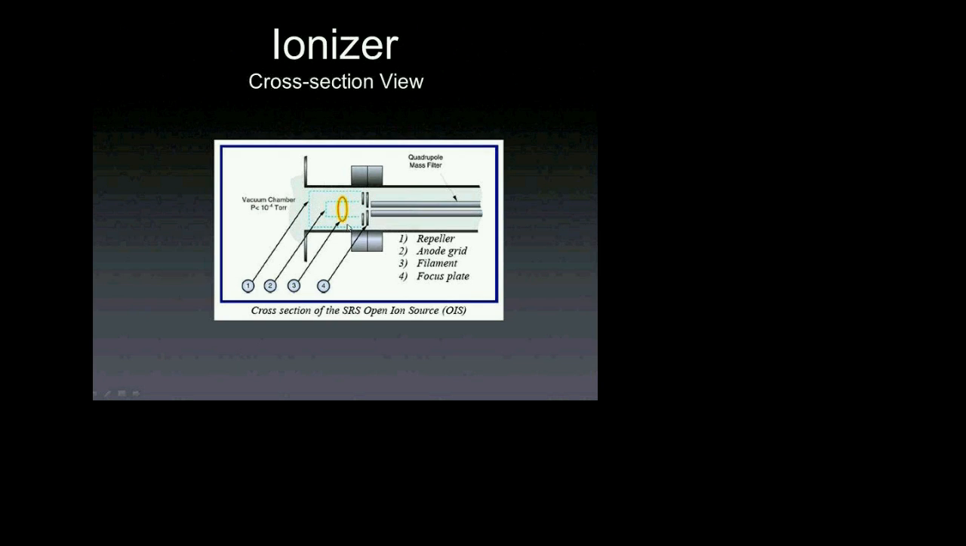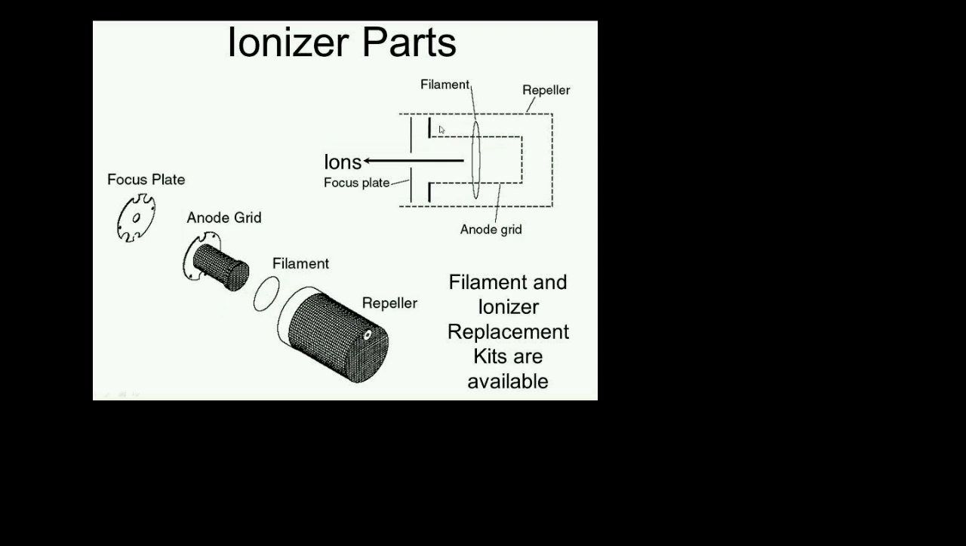So there are 4 components to every ionizer, and we're going to talk about each one of them. I'm sorry I'm going into so much detail, but every one of them is important. So if we break it up, in the next slide, you can actually see it. Here's the repeller on the outside, here's the anode grid, here's the filament, and here's the focus plate.